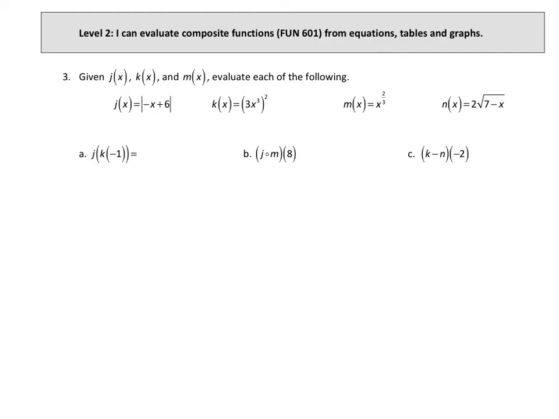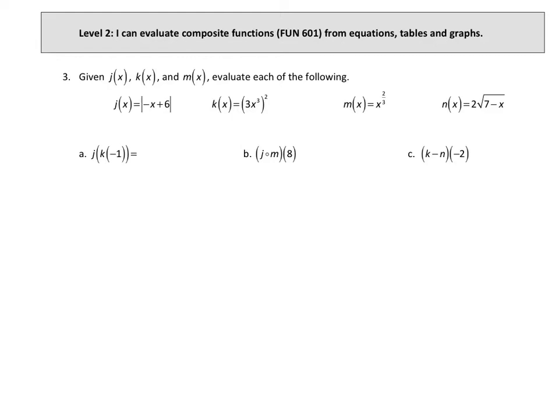In Level 2, we will be evaluating composite functions from equations, tables, and graphs. This is review, and you might already know how to do this, so if you think you already know how to do the problems in number 3, do them yourself, and then you can jump ahead and see if you did them right. Or you're welcome to listen to my explanations right now.